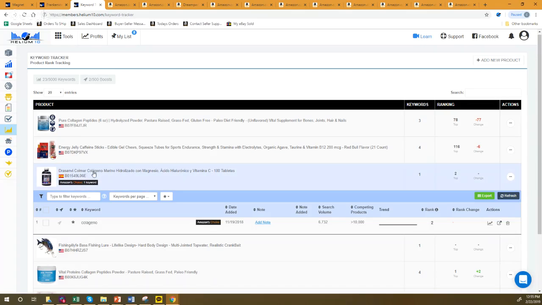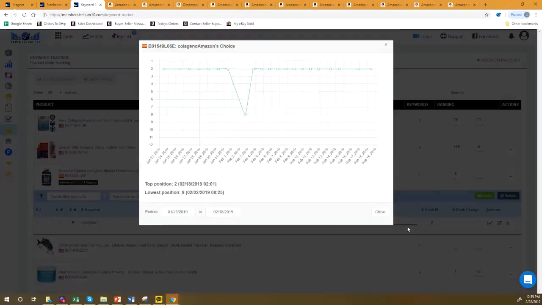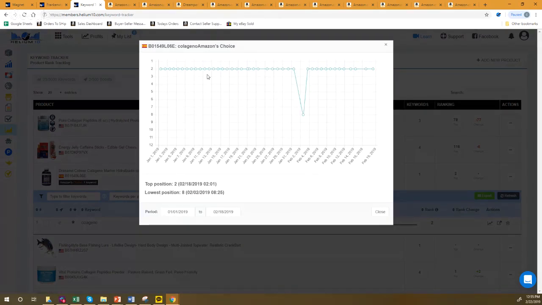Colágeno, collagen for this product right here. All right. Colágeno hidrolizado con magnesio. And this tells you the search volume. I'm going to click here for the history right here. And you can see, okay, I'm always on number 2, page 1, position 2. Oh, one day I dropped to number 8, but I came back up. And I can do this from whenever I started tracking it.